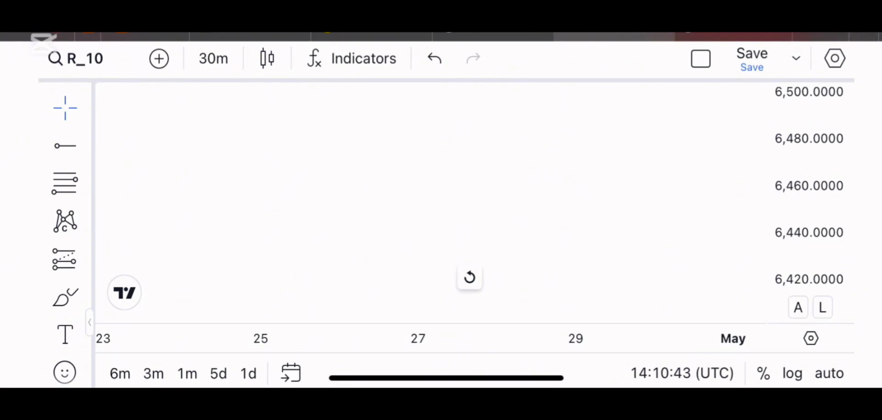So on today's video, I will be teaching you guys about my Cypher pattern and how you can use this pattern to milk the market. Whatever it is you're trading, whether synthetic indices, forex, crypto, whatever it is, it works on all trading platforms.